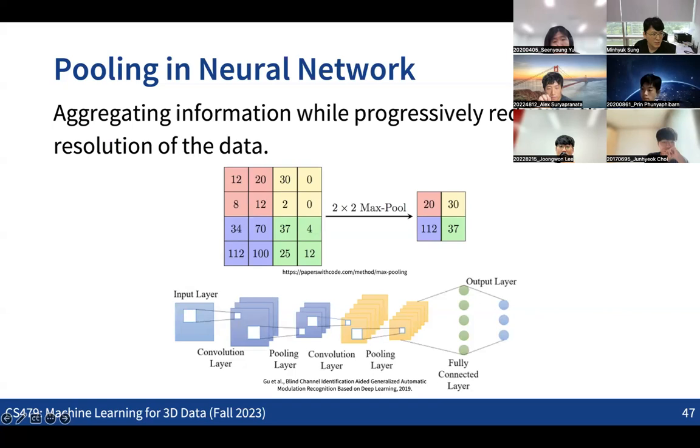If we think about how the pooling layer works in the 2D convolutional neural network, the role of the pooling operation is progressively reducing the resolution of the data, right? When you have higher resolution data, the pooling operation makes lower resolution data while aggregating the local information. So the question in the mesh case is how we are going to define this pooling operation, in order to make architectures that interweave convolution and pooling, right? Do you have any thoughts on how we can apply a pooling operation in the mesh case?